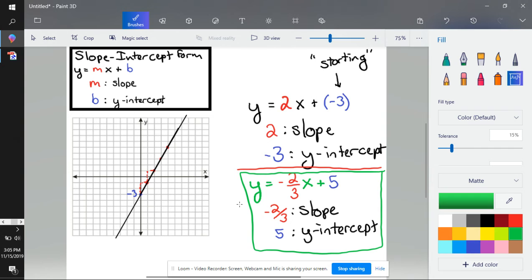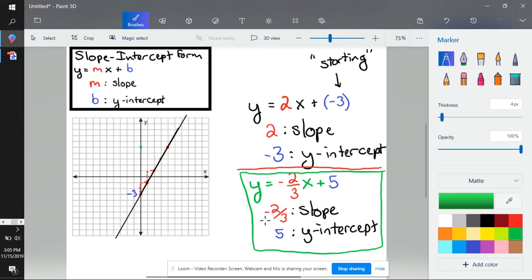So for the green line, I'm going to start again at the point y equals 5. So I'm going to come up here on the axis and find out where my height of 5 is. 1, 2, 3, 4, 5. Draw a little dot there. That's my starting point, my anchor point of this line. It's where it crosses over that y-axis.